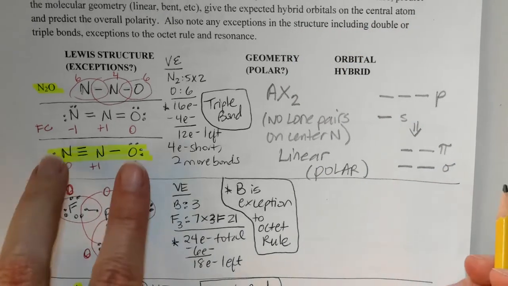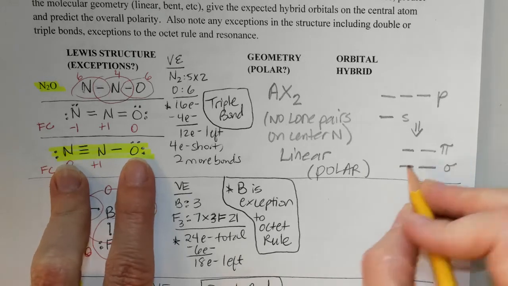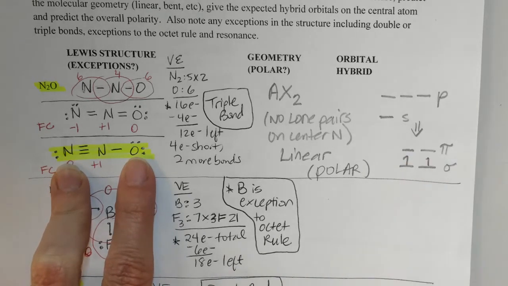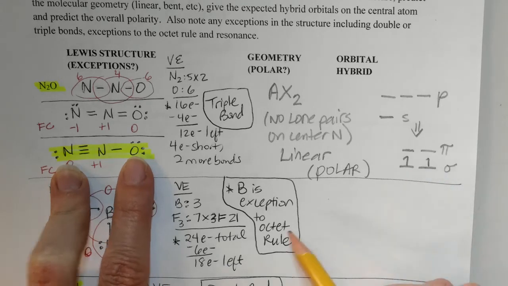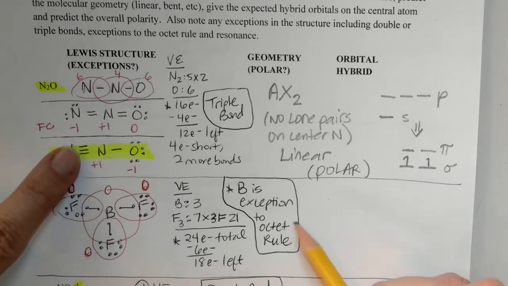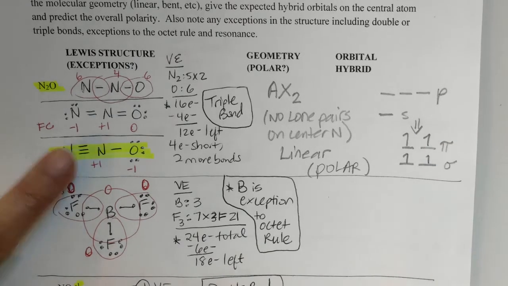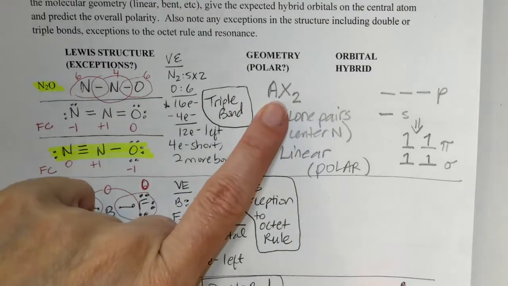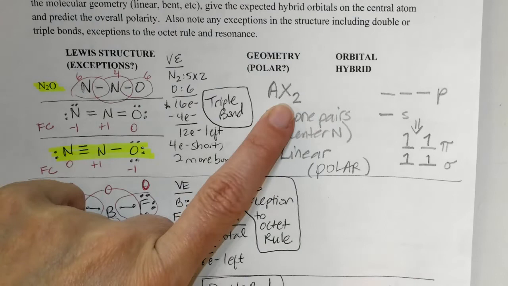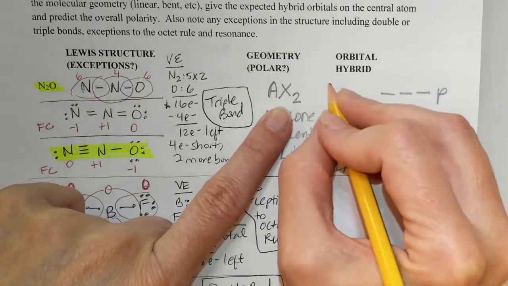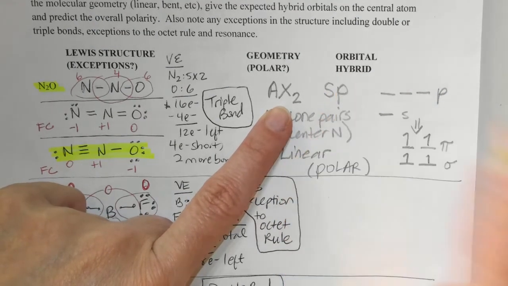So in terms of the orbital hybrid, because we have two attached elements, we need two sigma bonds for those first two bonding sites. And then because we've got a triple bond here, we need two pi bonds for that bonding site. But I think the easiest way to remember this is whenever you have an AX2 with the two bonding sites, the orbital hybrid is you need two.